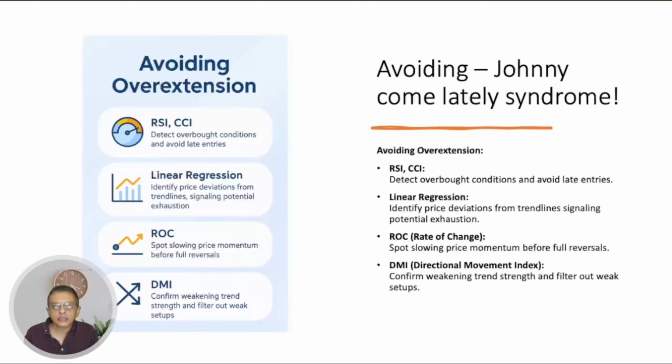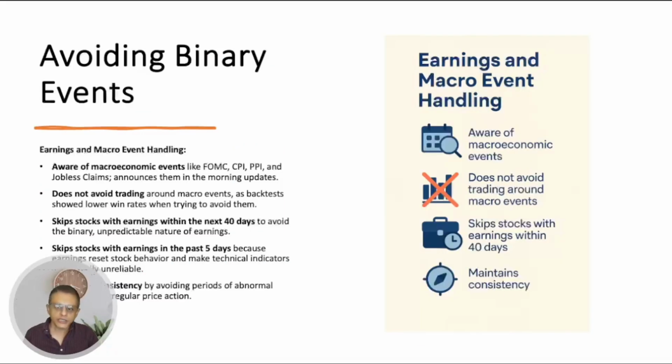It uses a linear regression and rate of change to determine if the momentum is weakening. And then it also uses DMI, which is an indicator I use all the time in my group, to determine the dominant trend.